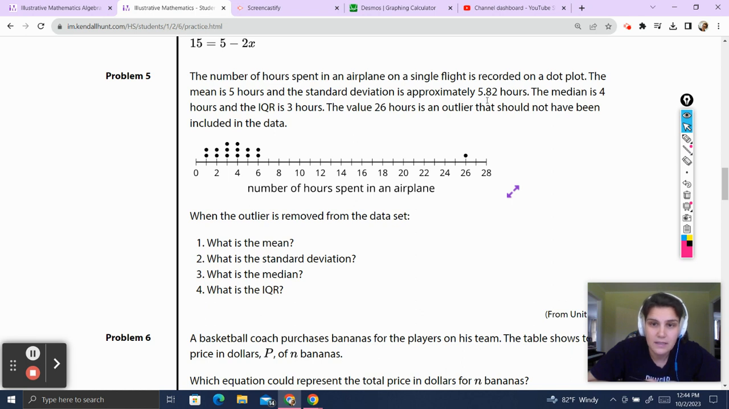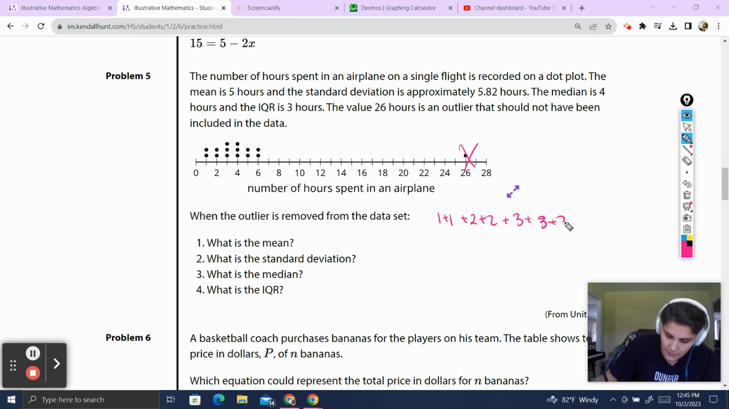The value 26 is an outlier that should not have been included in the data. When the outlier is removed from the data set, what is the mean? Well, we're going to cross out this outlier, and we're going to have to recalculate the mean. So we have 2 flights that are 1 hour. We have 2 flights that are 2 hours. We have 3 flights that are 3 hours. We have 3 flights that are 4 hours. We have 2 flights that are 5 hours.